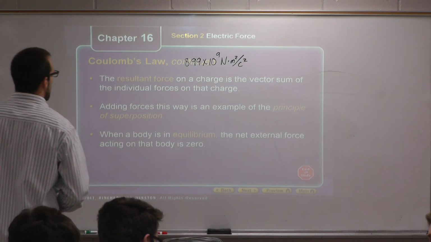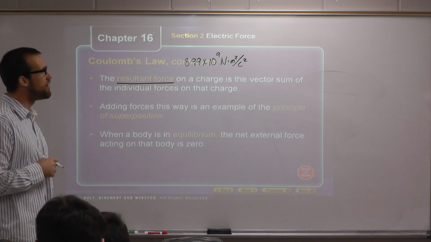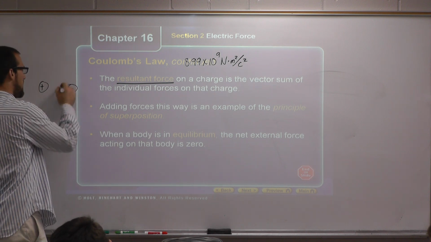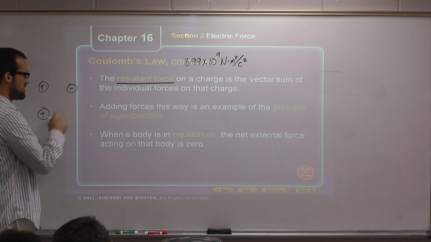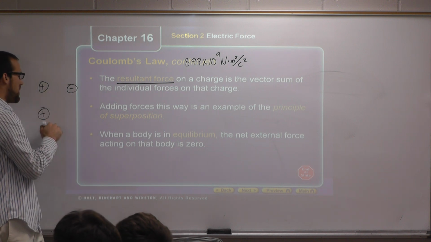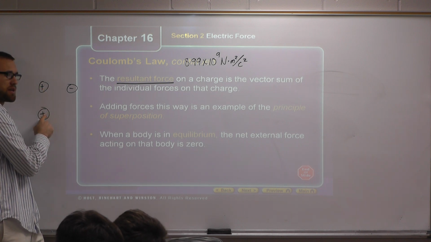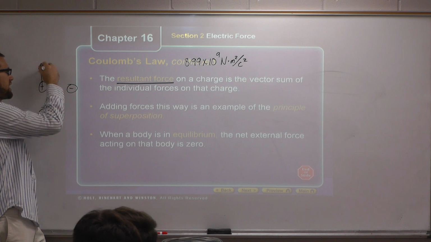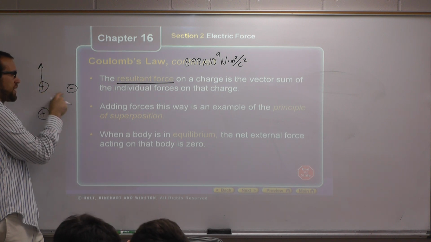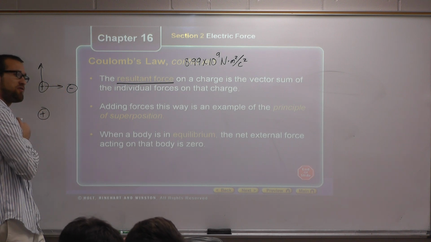Okay? So, if you remember, the resultant force just simply means the vector sum of all of the other forces. If I had a positive charge, a negative charge, and a positive charge, these two charges are going to exert a force on this one. Which direction would the force on this one from this one be? Up, because they're repelling. What would be the result of this based on this? We would have to take the vector sum of those two vector arrows.